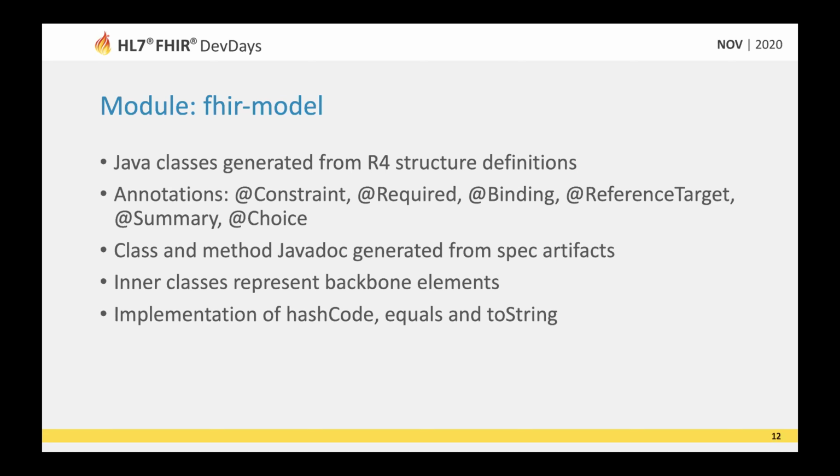We have class and method JavaDoc that gets generated from the spec artifacts. We have inner classes that represent the backbone elements. And then we have an implementation of hashCode, equals, and toString for convenience and to use the objects in sets and hash maps and things.